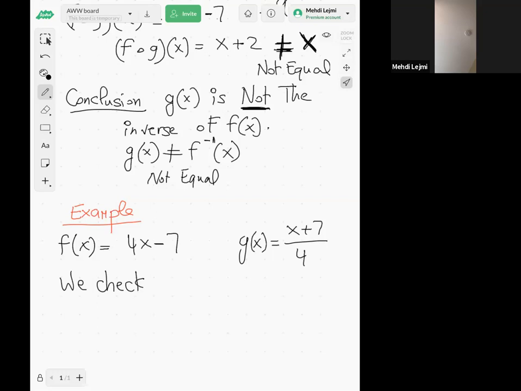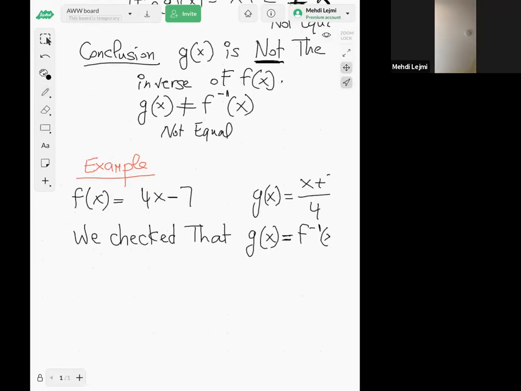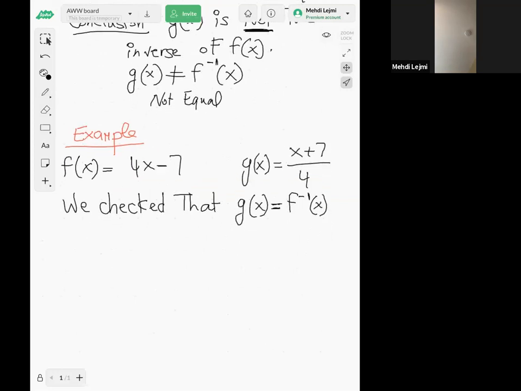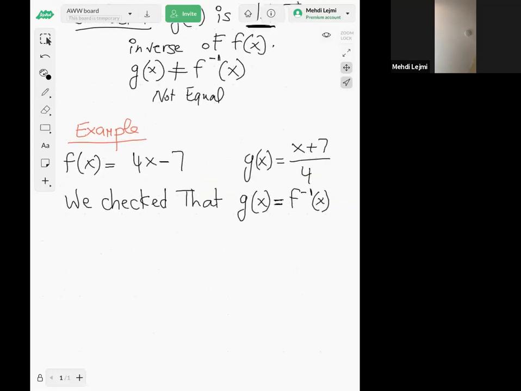So we already checked that g is the inverse of f. That was my first example. Anyway, what's interesting about this f and g? Well, if you make a table of values, let's say here, I'm going to make a table with the values of f. Here's my x, here's my f of x.